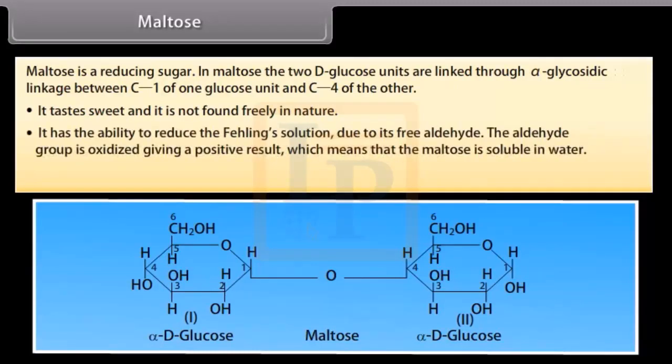It has the ability to reduce Fehling's solution due to its free aldehyde. The aldehyde group is oxidized, giving a positive result, which means that maltose is soluble in water. In aqueous solution, it exhibits mutarotation.